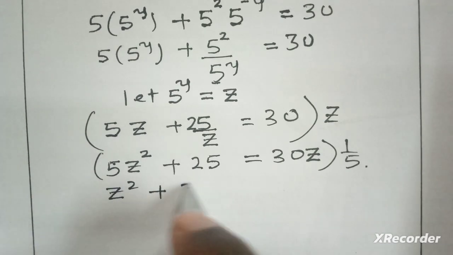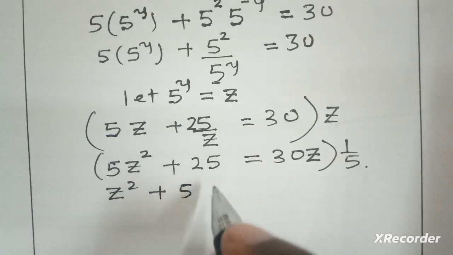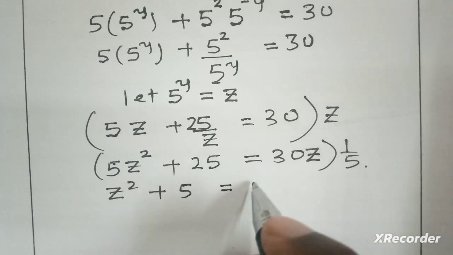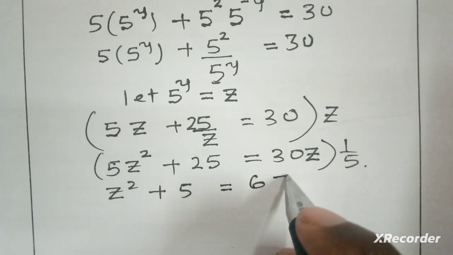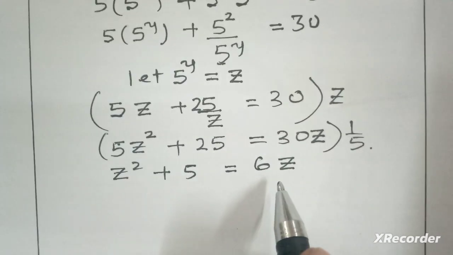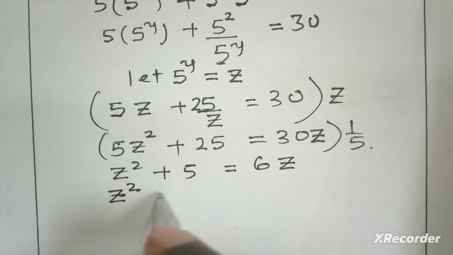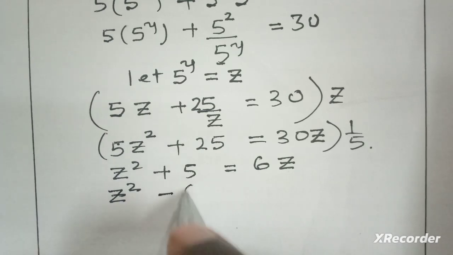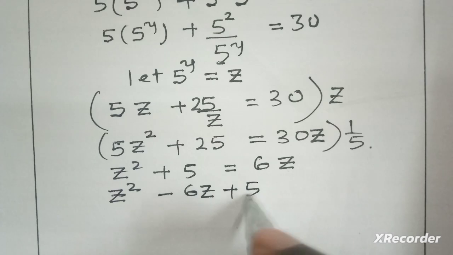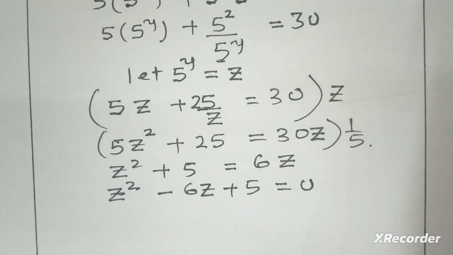plus 5. Even as I cancel, I can bring this one to this side, so that this one will now be 6z. We can now make it a quadratic equation. So now I'll have z squared minus 6z plus 5, and this one gives us 0. That is a quadratic equation.